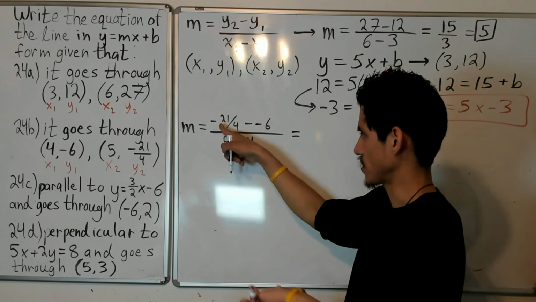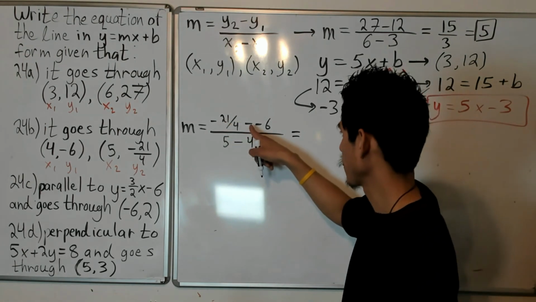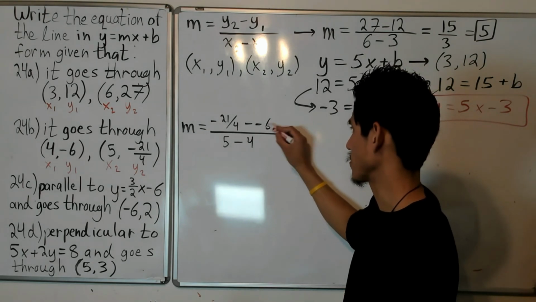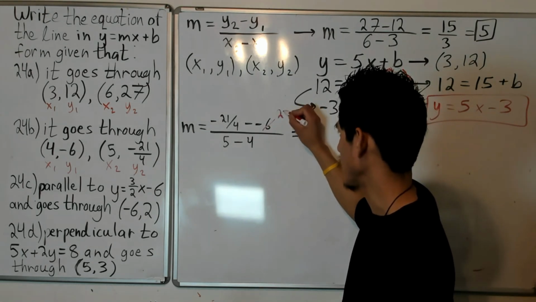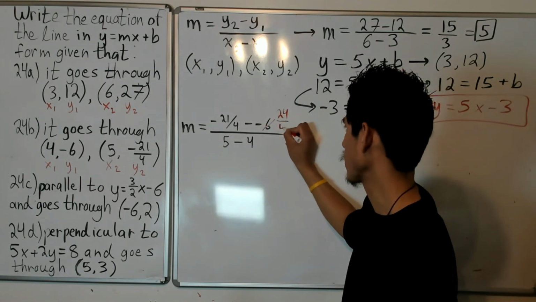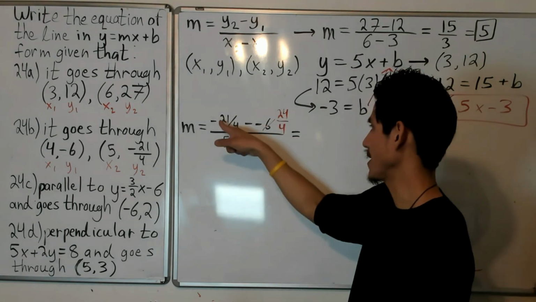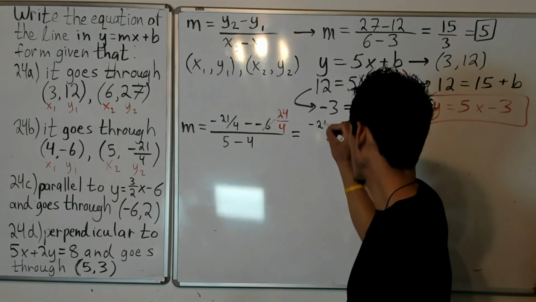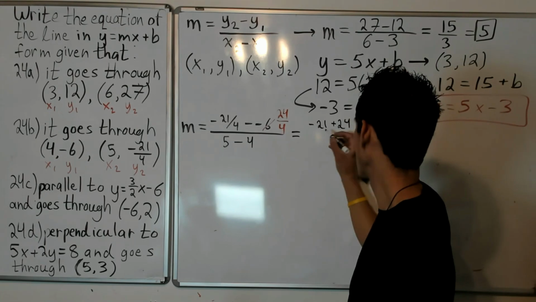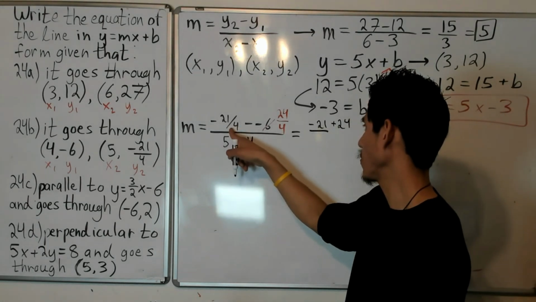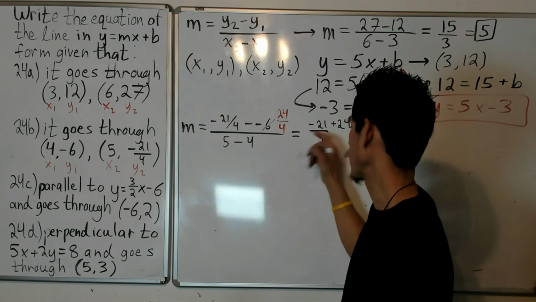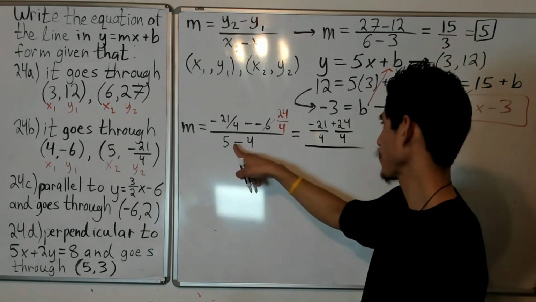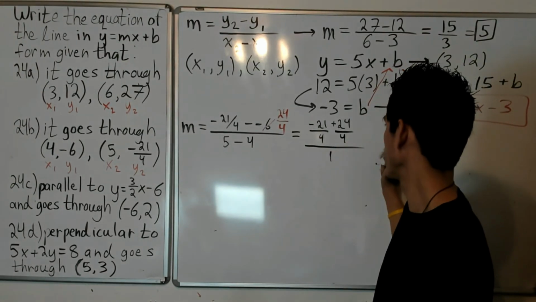Now, let's make sure we know our fractions. Changing this 6 so that the denominator is a 4: 6 is the same as 24 over 4. So then I could write negative 21 over 4 plus 24 over 4. That would be what's on top. On the bottom would just still be a 1.